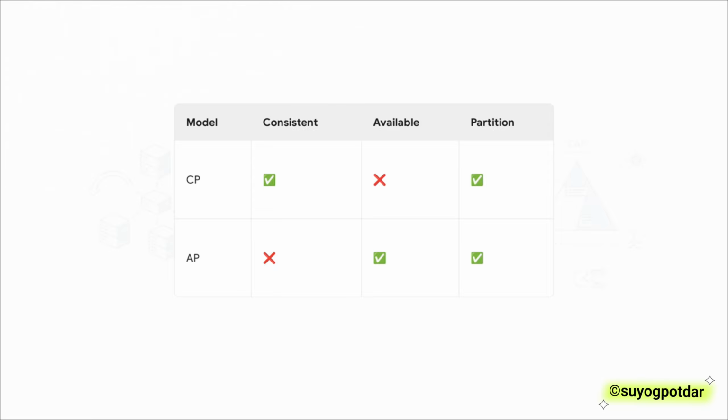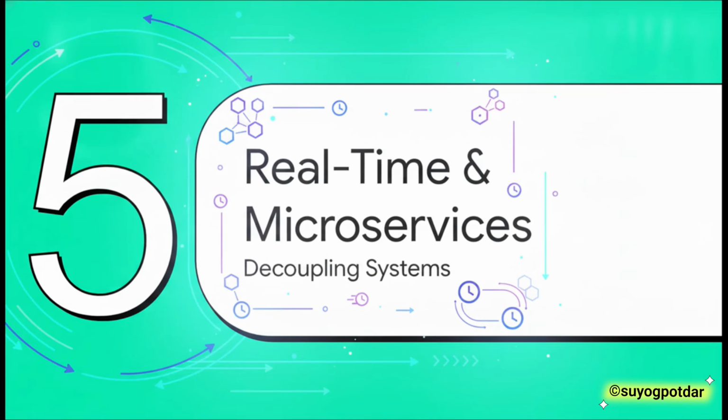So, the ultimate engineering trade-off is choosing between consistency, meaning everyone sees the exact same data at the exact same time, and availability, meaning the system never goes down, even if the data a user sees is slightly out of date. And that brings us to Section 5, Real-Time and Microservices.